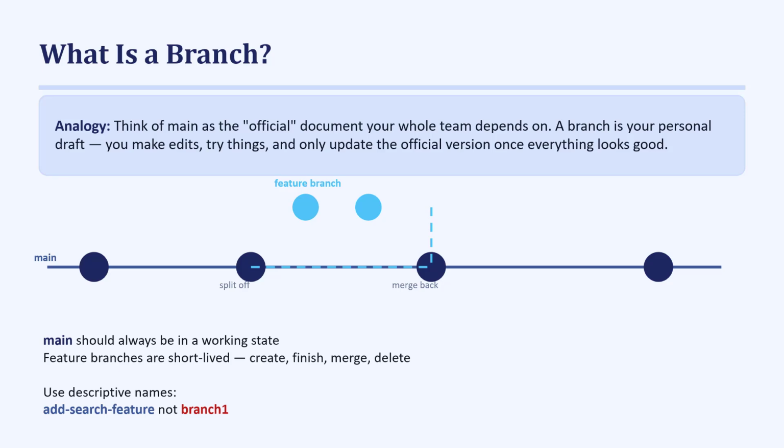Feature branches are really short-lived. We create one for a specific task or when we're working on a piece of a feature. We finish it, we merge it, we delete it. And we really want branch names to be descriptive, so things like add-search-feature. If you name branches things like branch1 or test, it makes it really difficult, if you haven't deleted it yet, to go back to a branch and know what you were working on.